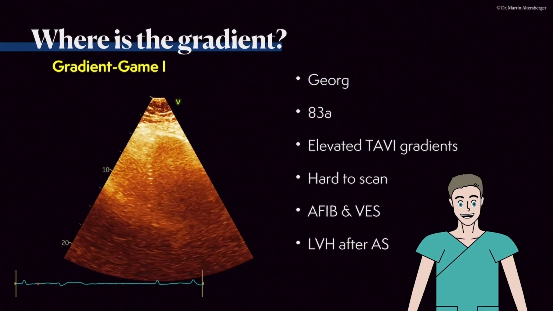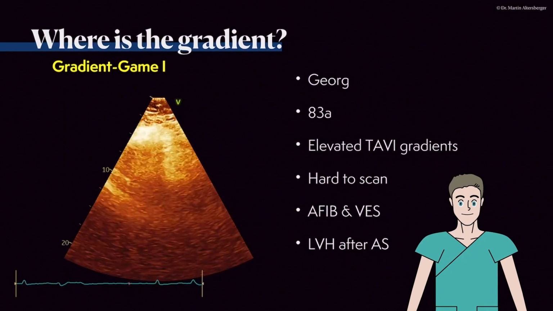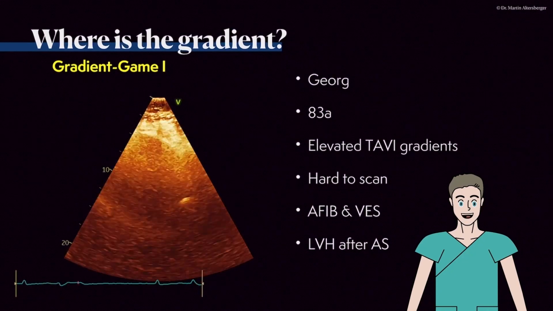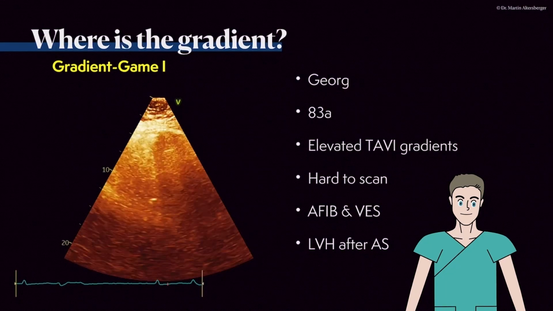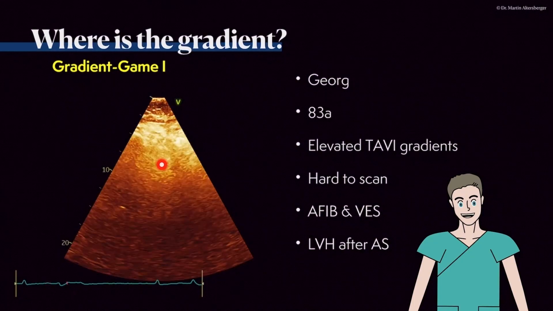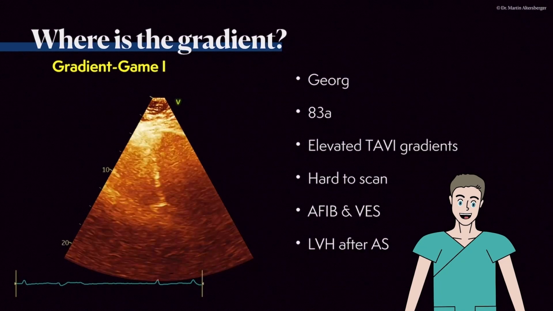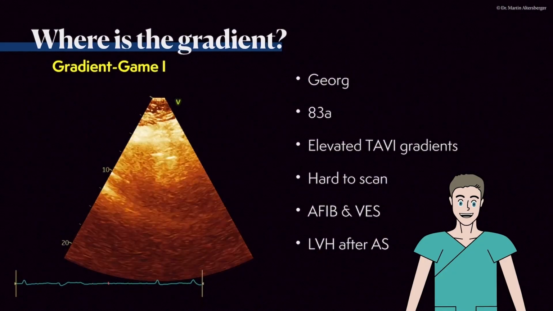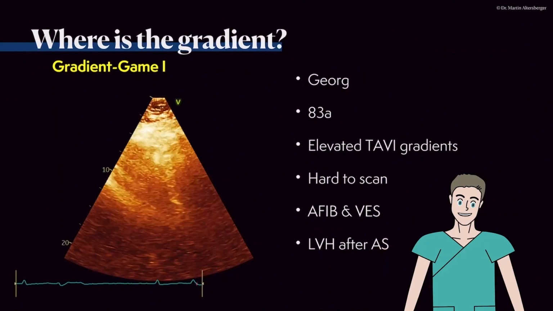Now we play a gradient game. We have this patient, George. He's now 83 years old. He has an elevation of his TAVI gradient, so he received a valve. He had aortic stenosis. You can see, really bad image quality. He's hard to scan. He has atrial fibrillation, ventricular extrasystole, and we see also to a certain degree already that there is LVH present after aortic stenosis.